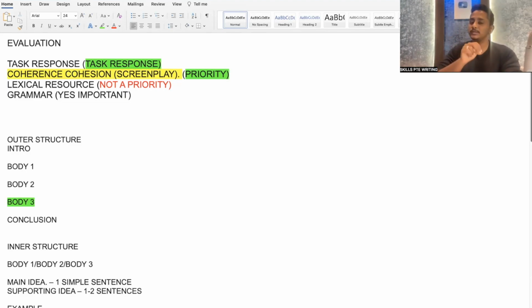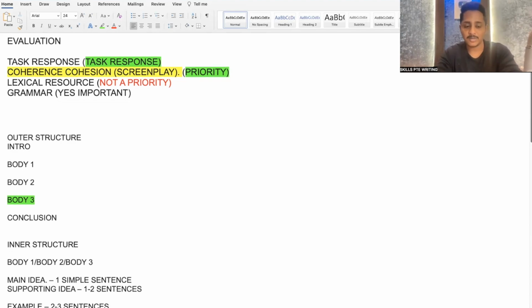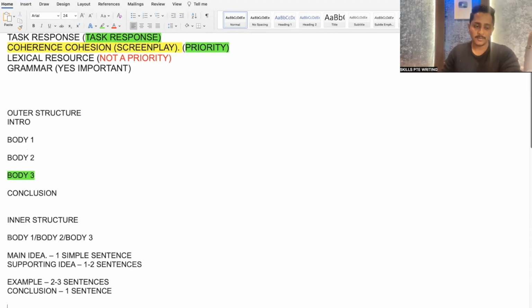There are going to be 2 full stops, not 1, remember. And the example is going to be 2 or 3 sentences. There are going to be 2 full stops or 3 full stops, remember. And the conclusion, 1 sentence. So in total, how many sentences are there for body 1, body 2 or body 3? Quickly, anybody? You can click on the chat option on the bottom right and tell me the total number of sentences for the entire body 1 paragraph.